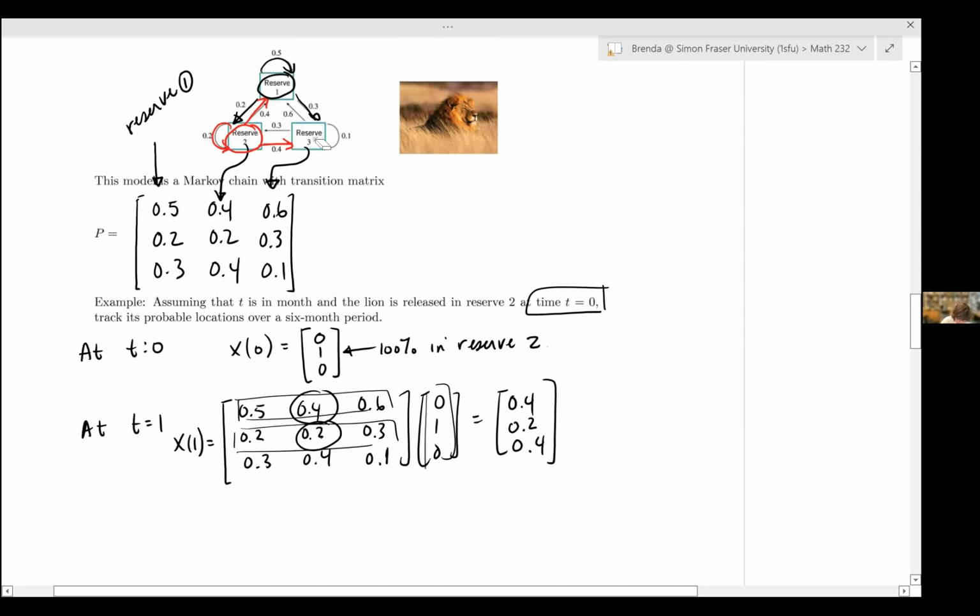Okay, let's look back here. I'm going to erase this here. We know he's in reserve 2, right? And now we're saying at the next time count, where is he likely to be? Well, there's a 40% chance he'll be in reserve 1. That's exactly what this is telling us. There's a 40% chance he'll be in reserve 3, and there's a 20% chance he'll have stayed where he was. That's what this is telling us. This is a way that you can tell you've got the entries into the matrix correctly.